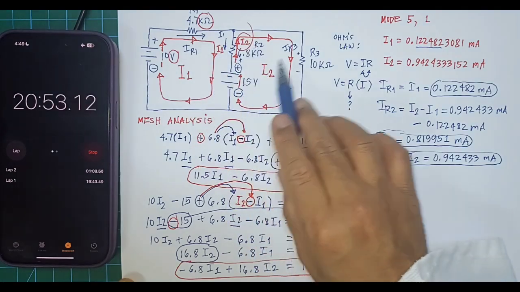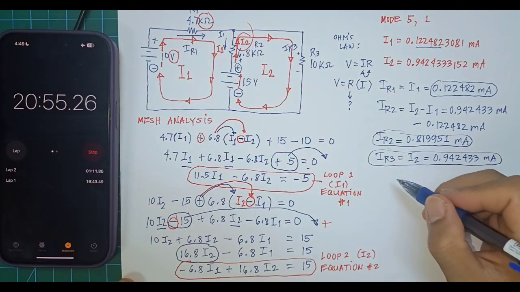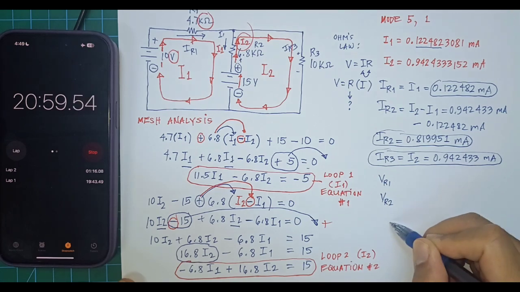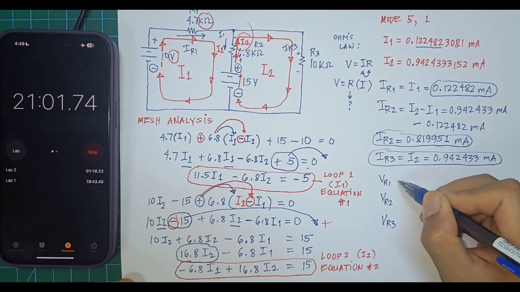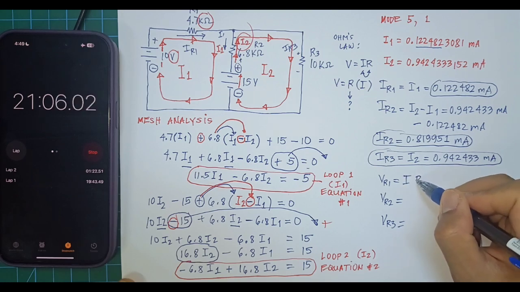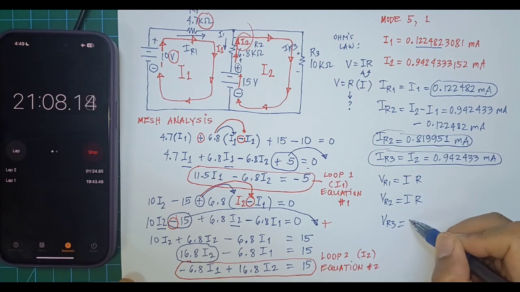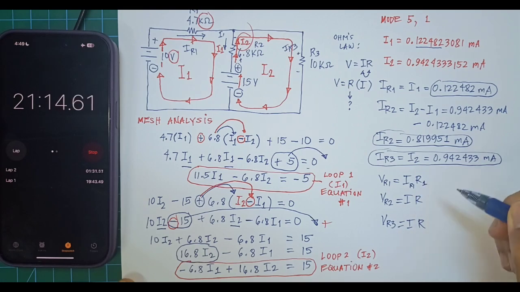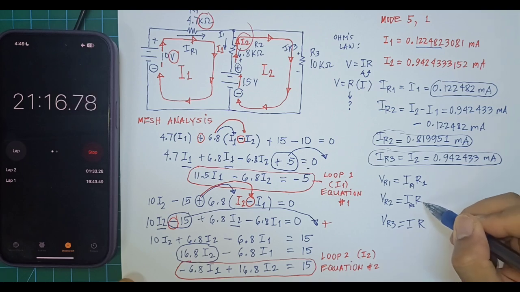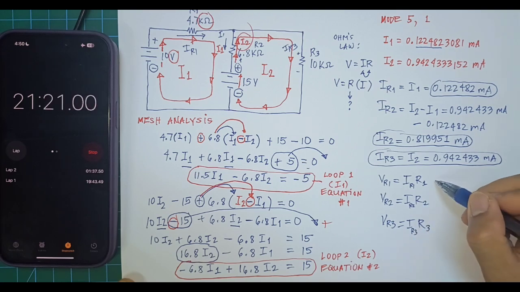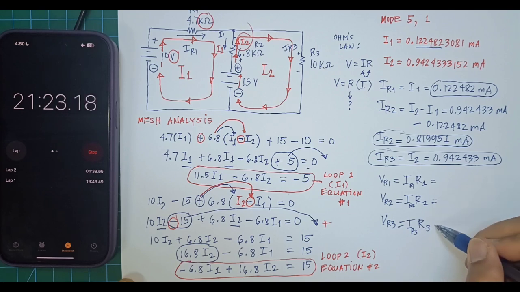So all of the currents now are known. So we can calculate VR1, VR2, and VR3 by simply using Ohm's law, which is I multiplied by R, correct? And we can write here the current of R1, resistance R1, current of R2, resistance R2, current of R3, resistance R3. And we will get the answer.